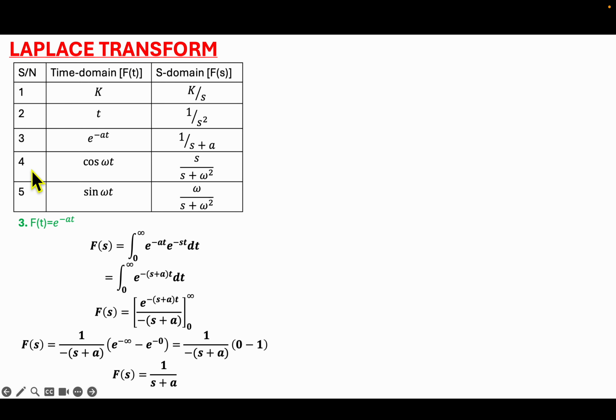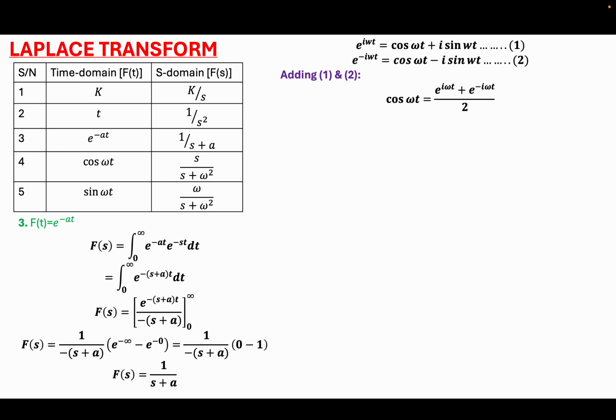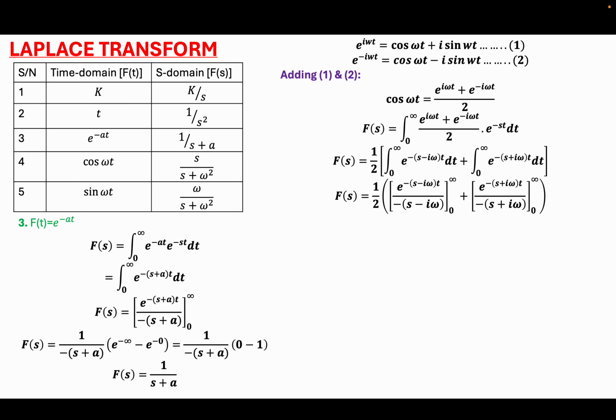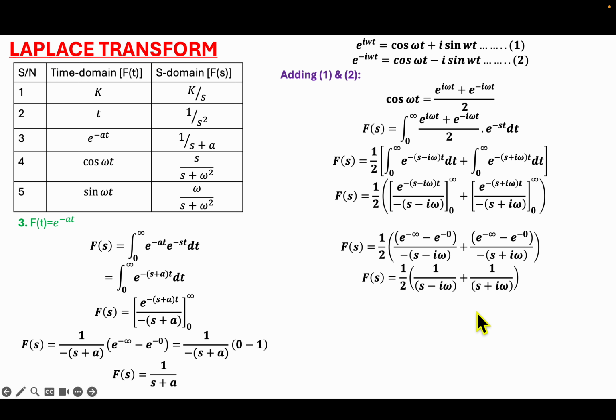In order to solve my fourth and fifth function, I have to apply Euler's formula, which are given by equation 1 and 2. So adding 1 and 2 and solving a bit further, my cos omega t will just be equal to exponential of i omega t plus exponential of minus i omega t over 2. And applying it into the Laplace transform formula, I will end up with this relationship. So I just have to apply the law of indices, and my exponentials will reduce into two parts. So I have to integrate the two parts, and then doing the integration, I will end up with this. Applying the limits, I will end up with this relationship, and it will reduce into this.